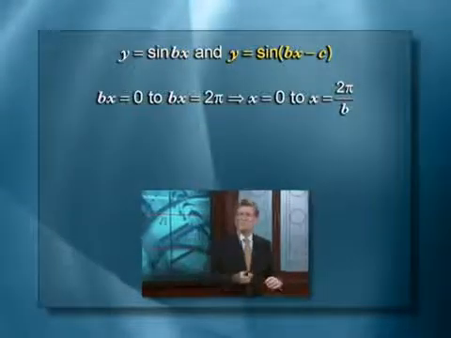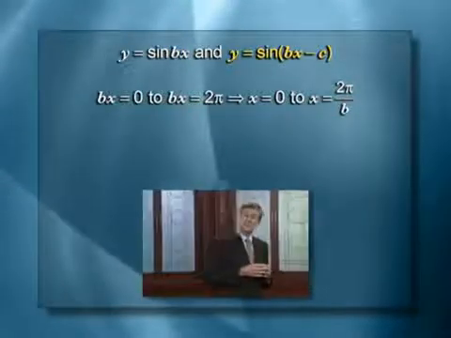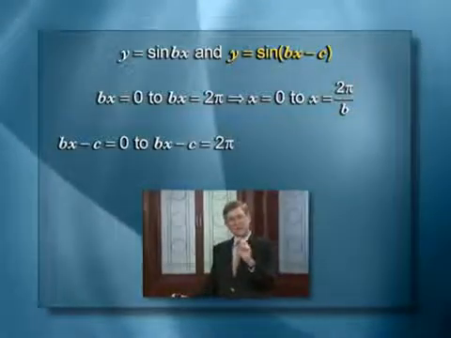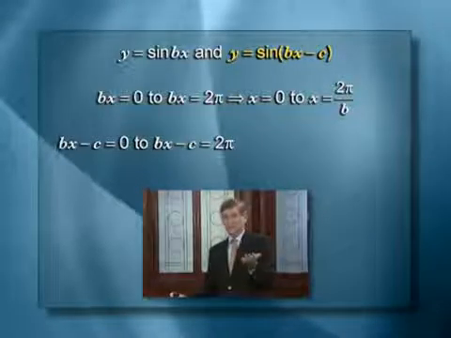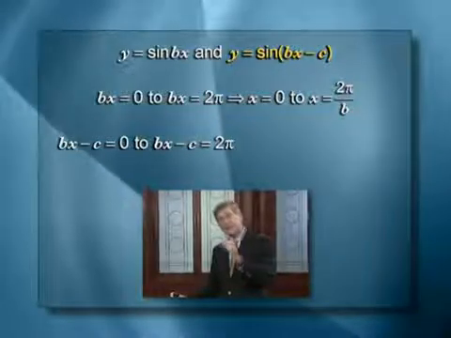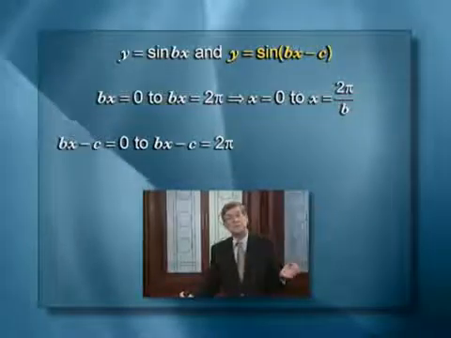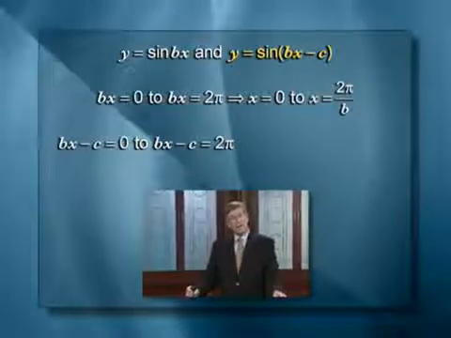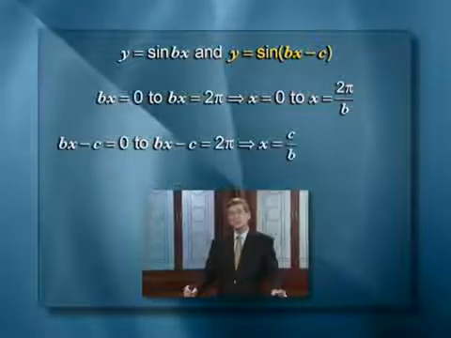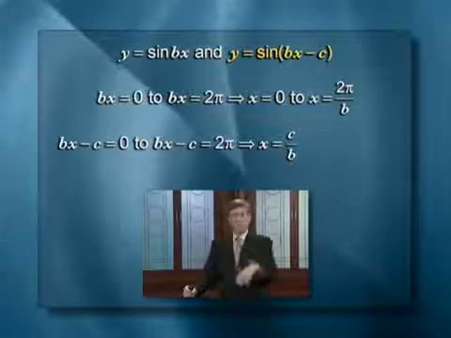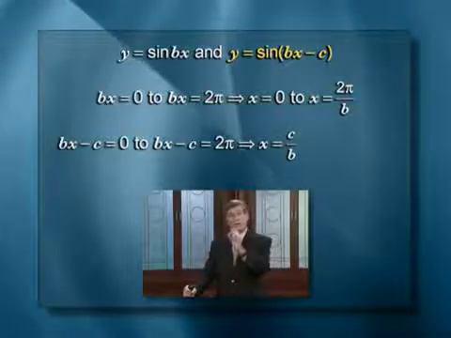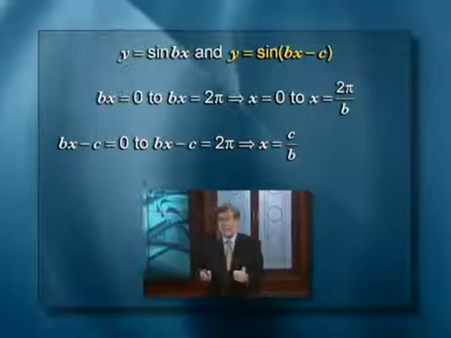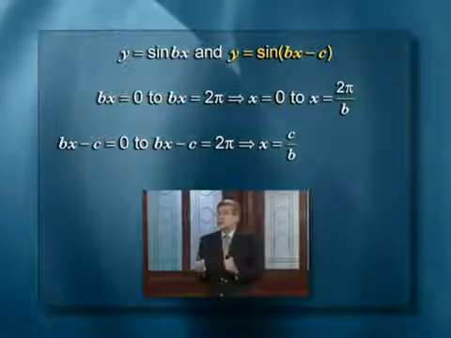What about the second guy? Sine of bx minus c. Well, let's do the same analysis. It starts when bx minus c is 0, because sine of 0 is 0, and it finishes when bx minus c is 2 pi. So solve those equations for x. In the first equation, if bx minus c is 0, x is c over b. Just bring the c to the other side and divide by b. So now x starts at c over b. It used to start at 0, didn't it? But now it's starting at c over b. It's been shifted a little bit.